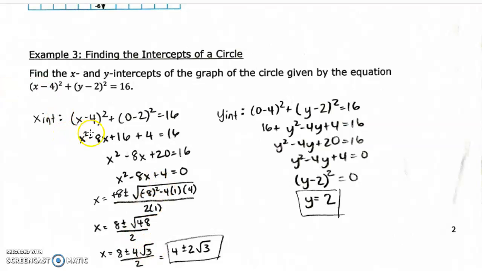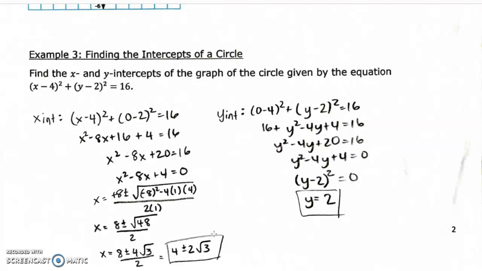So we need to solve it algebraically by plugging 0 in for y. And x-intercept means that our y-coordinate has to be 0. So when we do that, we plug 0 in for y, we can solve for our x. It ends up giving us a quadratic equation that can't be factored. So then I use my quadratic formula and simplify, and I end up with x-intercepts at 4 plus or minus 2 square root of 3.